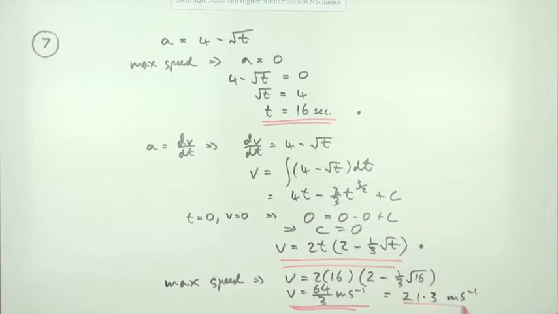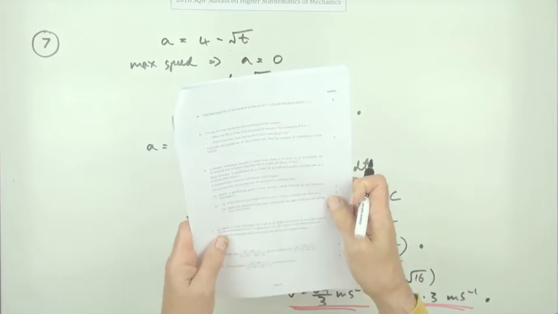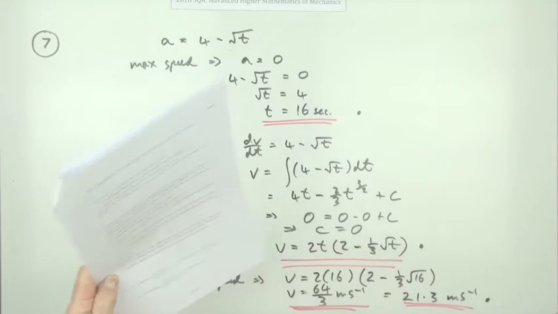Seems to have left it this way in the marking scheme. Now, that's a mark. Now for the last part, I'll just do that up here. What was the last part again? What does it say? Calculate its maximum speed. Done it.